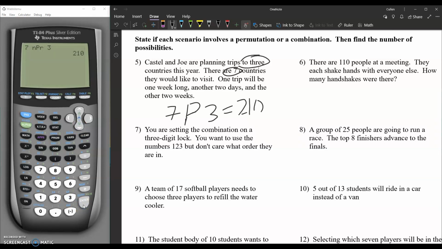Okay, we'll go on and do a couple more. So let's go look at number 6. It says there are 110 people at a meeting, and they each shake hands with everyone else, and it wants to know how many handshakes there were.